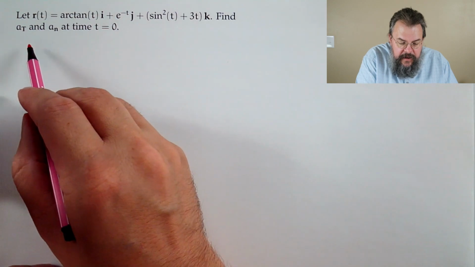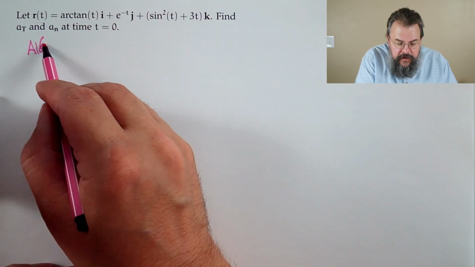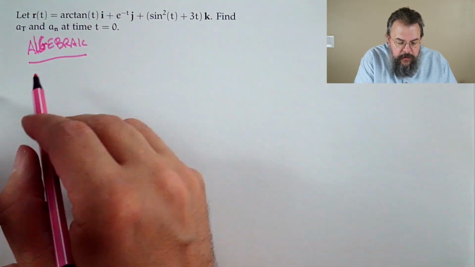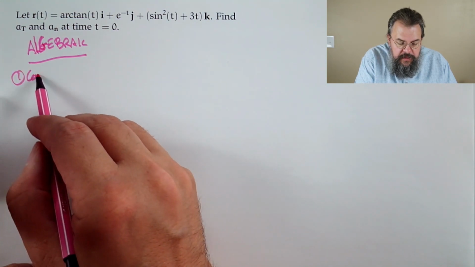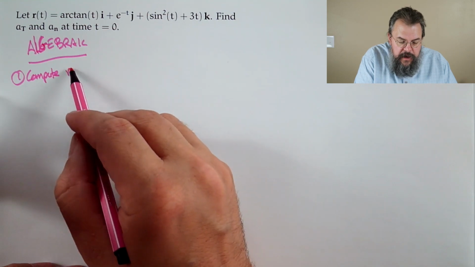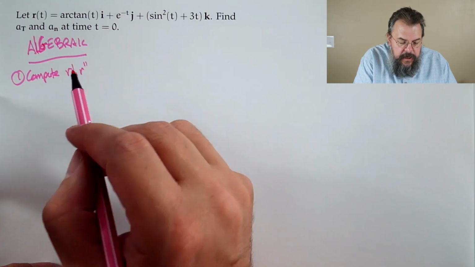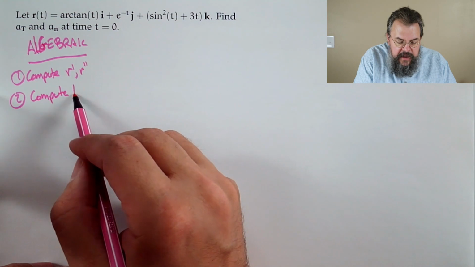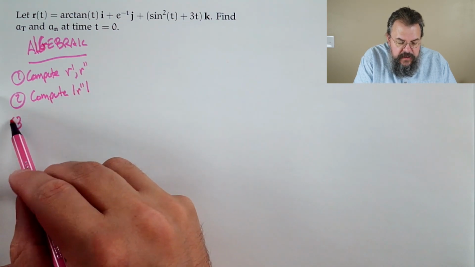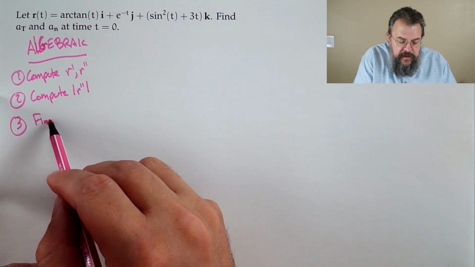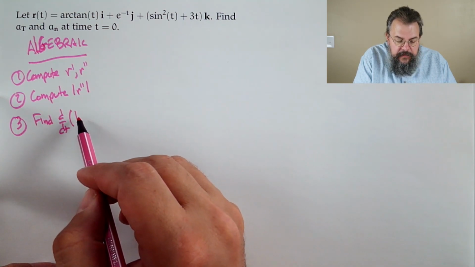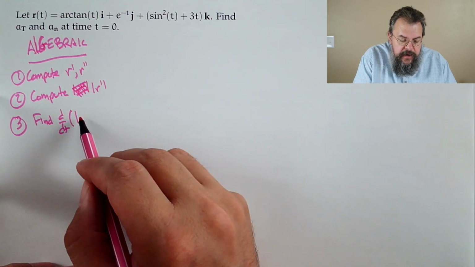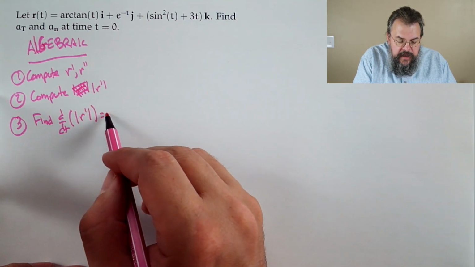For algebraic, we have the following. Well, step 1, we have to compute r prime, r double prime. Step 2, we have to compute the magnitude of r double prime. Step 3, we find the derivative of, it's just r prime, I'm sorry. Find the derivative of the magnitude of r prime. In other words, that's a sub t.